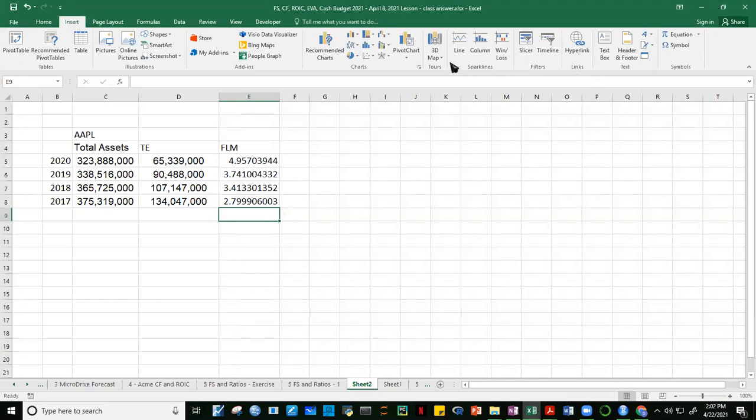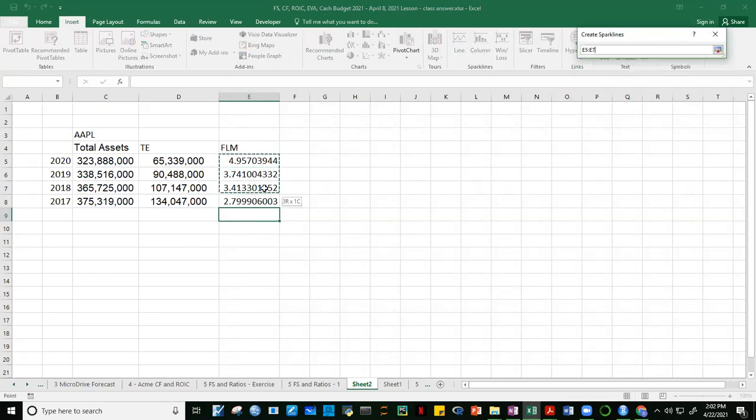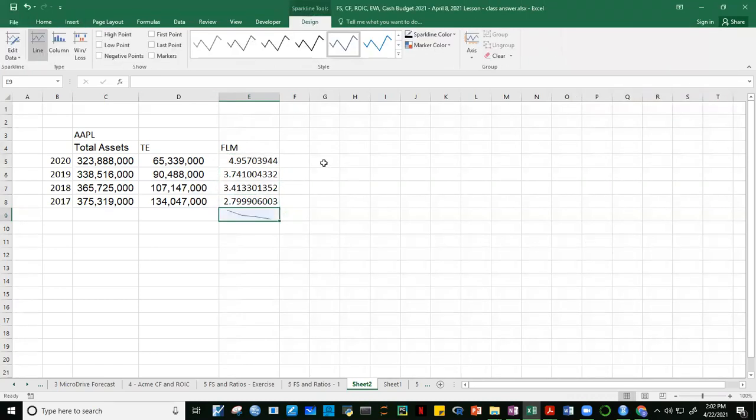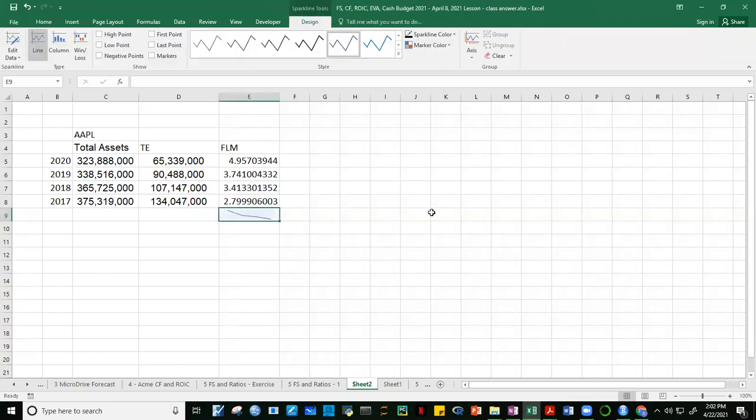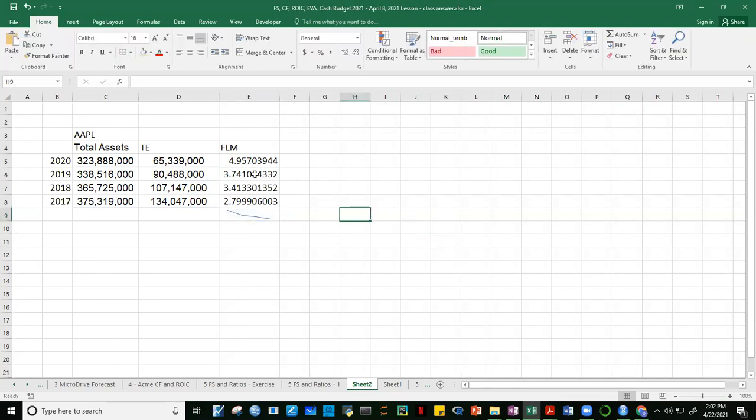Insert lang ako. Ay, baliktad. Muna kasi yung ano. Okay, hindi. Ito na lang. Okay, sorry. Nabaliktad ko guys. It should have been sorted from 2017 to 2019. Okay, so this is just telling us guys that yung FLM, financial leverage multiplier ni Apple, has been increasing over time. And then perhaps you take a look at another company that's related. Tapos pwedeng i-map out yan, total assets, total equity, and then take a look at the financial leverage multiplier.